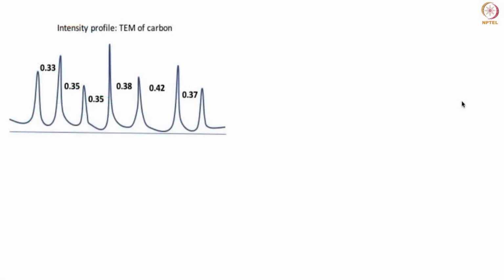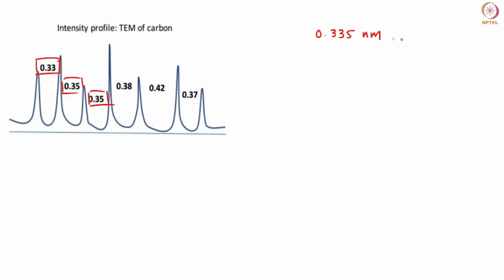Okay, so again, I have pasted the same intensity profiles here. What do you see here? You see that there is some value 0.33, 0.35, 0.35. So the first 3 values look like they might be the values for some sort of graphitic carbon. So you know that for perfect graphite, you have 0.335 nanometer. So all these values are in nanometer.